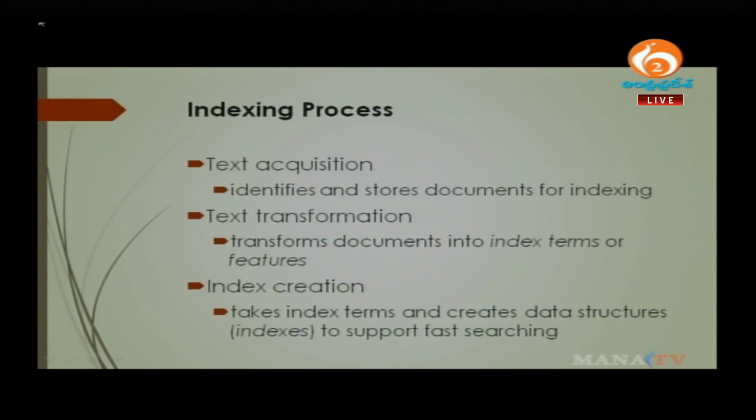So, what does the indexing process do? It does text acquisition, which identifies and stores documents for indexing. Text transformation, which transforms the documents into index terms or features. And index creation, which takes index terms and creates data structures or indices to support fast searching.